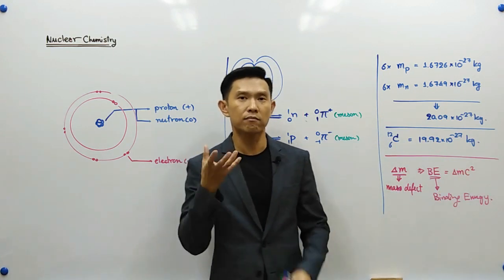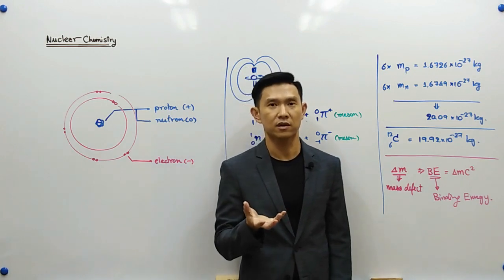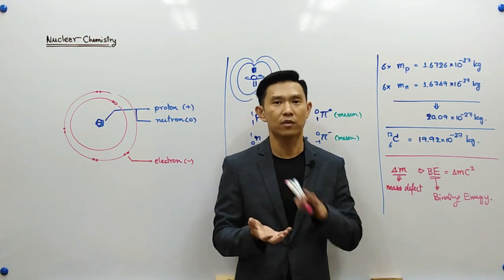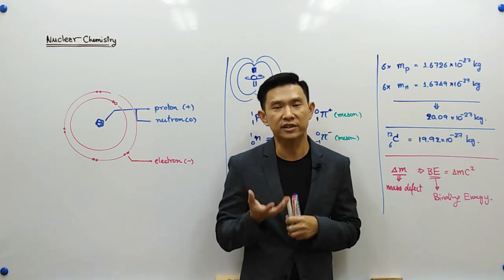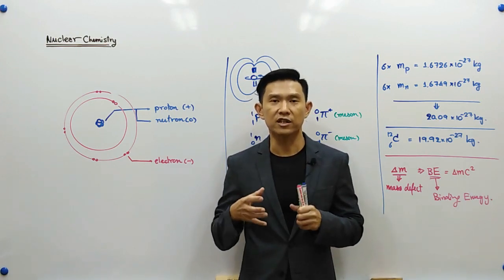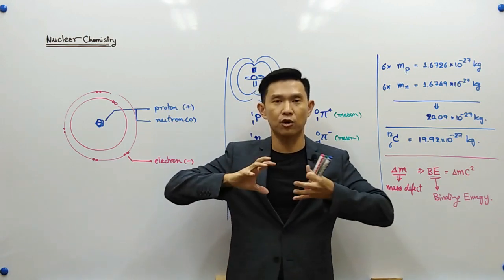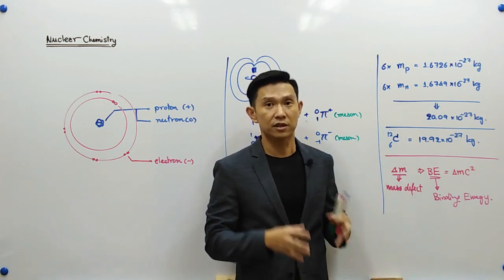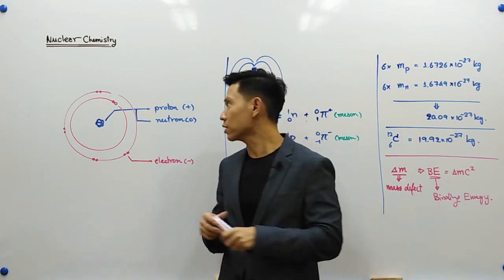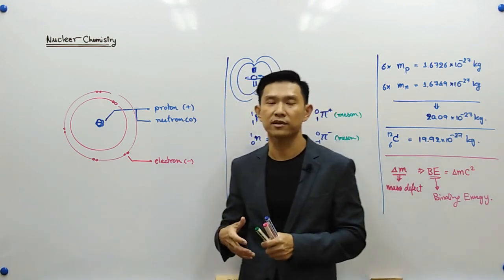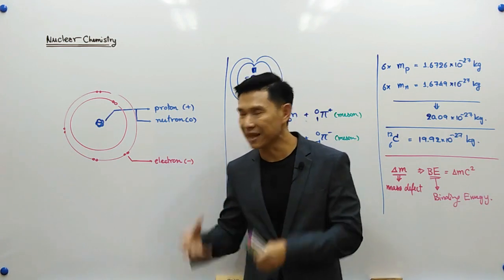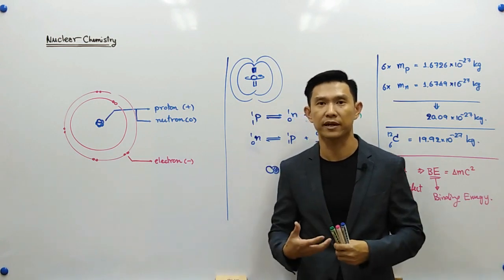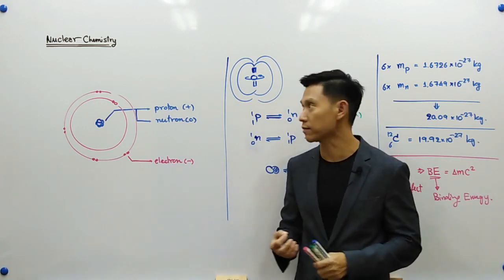So if you think about 1 mole of carbon atoms, you have to multiply this up with Avogadro's number. So you can see that the amount of energy required to fix all the protons and neutrons together in carbon-12 is so huge. And this is why we are trying to take this energy out and use it for some applications. This is how important nuclear chemistry is.